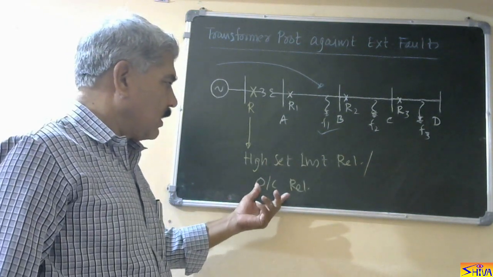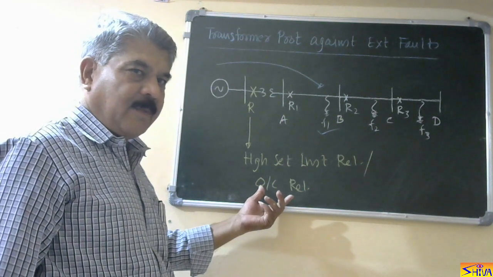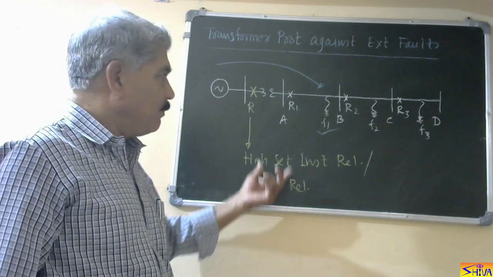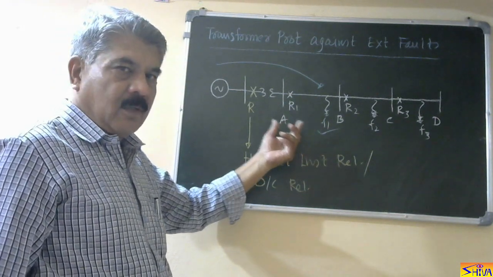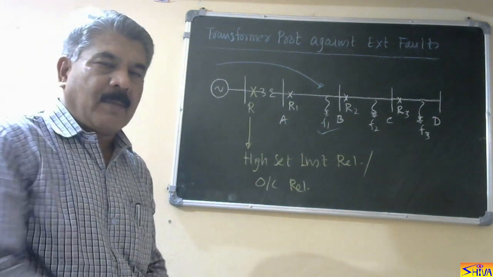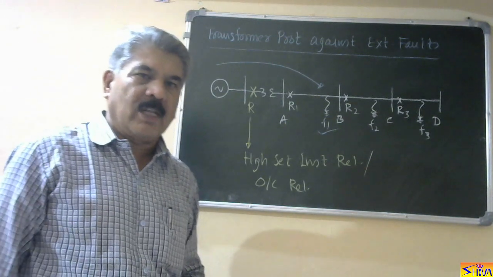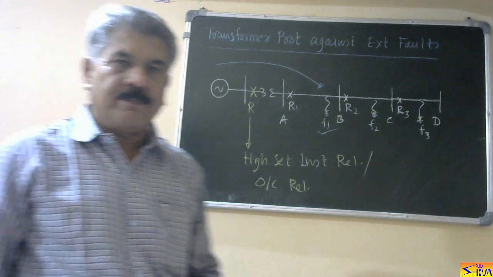Or we can use an overcurrent relay or an extremely inverse characteristic relay, which will be coordinated with relay R1. So in this way we are providing the backup protection, or protection to the transformer against external faults.